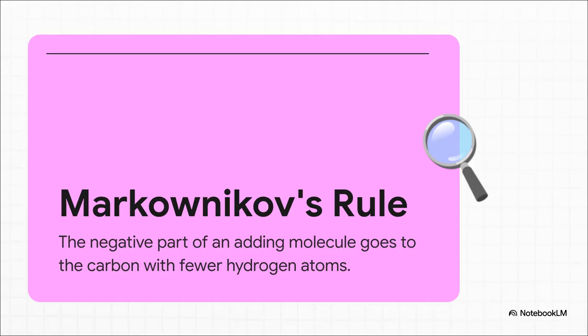Now, when those addition reactions happen on alkenes and alkynes, there's a super predictable pattern. It's called Markovnikov's rule, and it's basically a classic case of the rich get richer, but with hydrogen atoms. So picture a double bond where one carbon has more hydrogens attached to it than the other. When a new molecule comes along to be added, where does the hydrogen go? It goes to the carbon that already had more hydrogens to begin with. It's a simple but powerful rule that lets chemists predict exactly how these reactions are going to go.